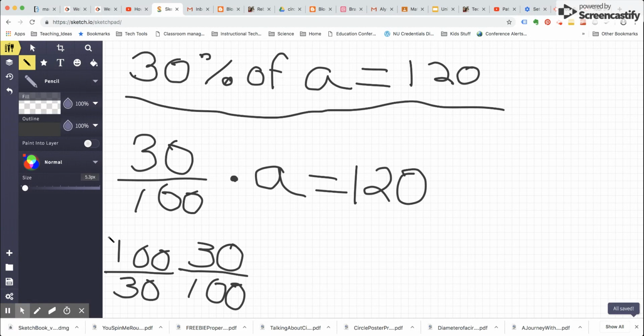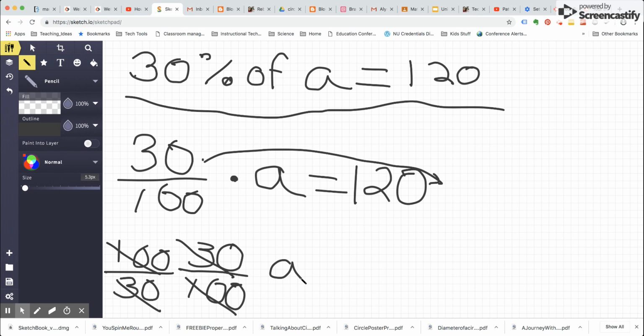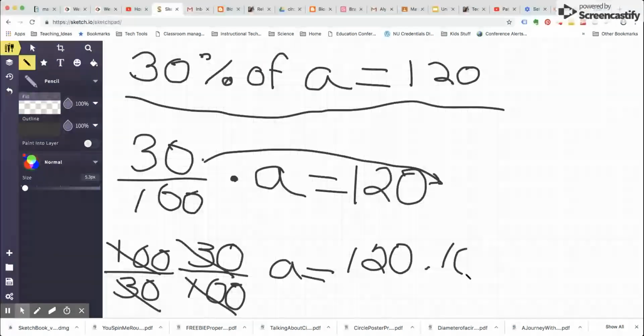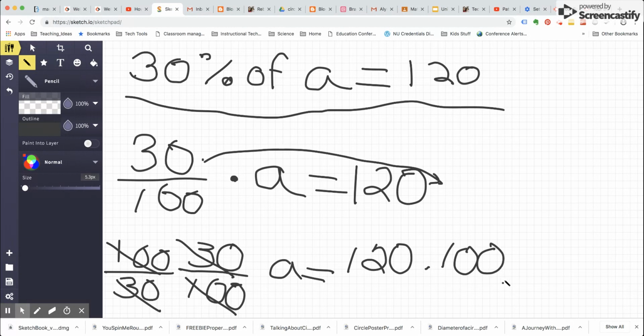Now we can cancel out because 100 goes into 100, 30 goes into 30, and they cancel. But remember, when we're working with equations, what we do to one side of the equation, we also need to do to the other. So we'll bring down our A here, and we'll multiply by the reciprocal on the other side of the equation. So we'll multiply 120 by the reciprocal, which is 100 over 30.